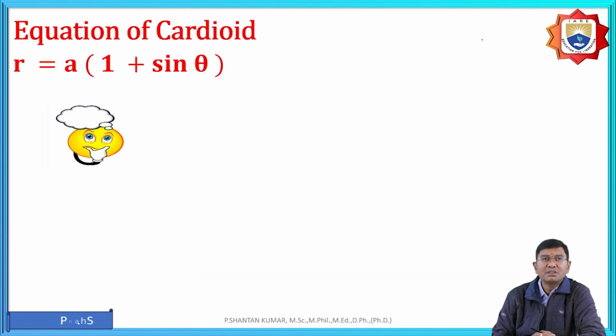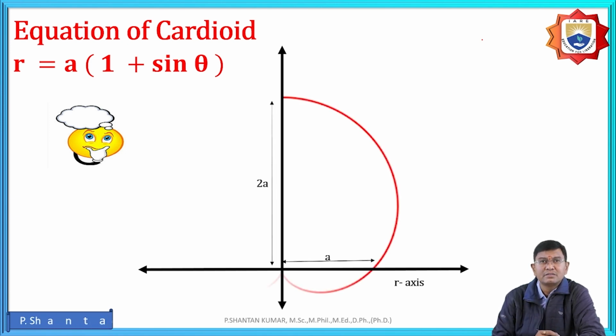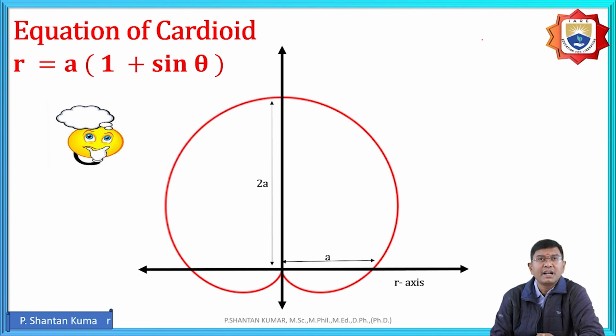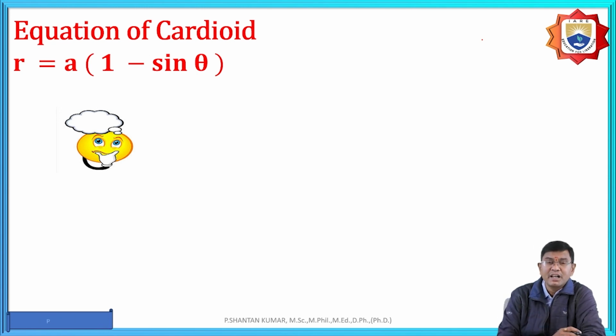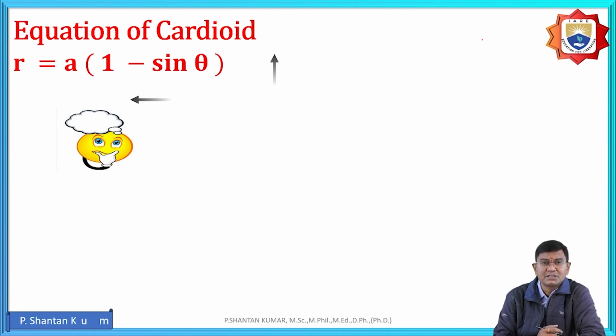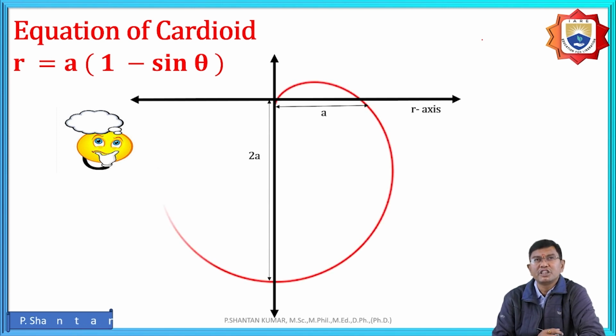And next one, r is equal to a into 1 plus sin theta. Same as r is equal to a into 1 plus cos theta on the x-axis, r is equal to a into 1 plus sin theta is on the y-axis, on the above side. Similarly, r is equal to a into 1 minus sin theta. Just as r is equal to a into 1 minus cos theta is the left side, r is equal to a into 1 minus sin theta is the below side of the y-axis. Here also the same conditions apply.